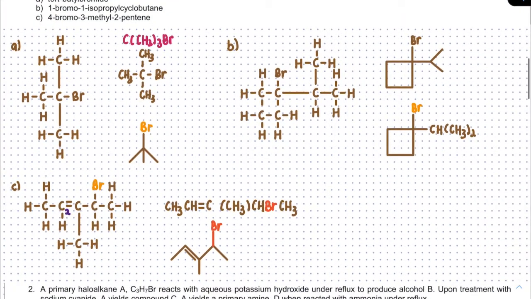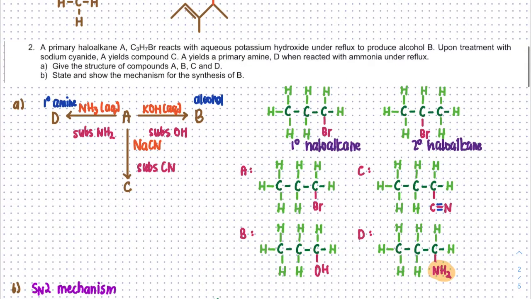Okay, next question. Let's look at question number 2. Here it mentioned that a primary haloalkane C3H7Br reacts with aqueous potassium hydroxide under reflux to produce alcohol B. So here we have our A, the haloalkane, reacting with aqueous potassium hydroxide, it means KOH aqueous, to produce alcohol B. So here is my reaction scheme.